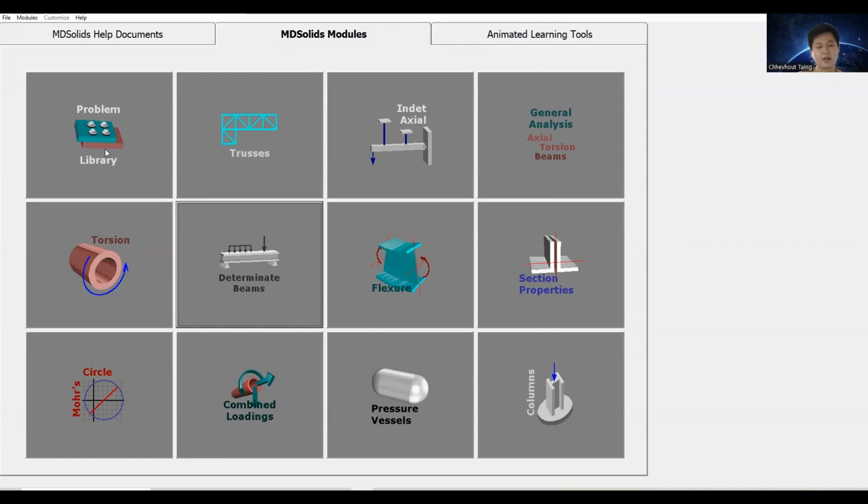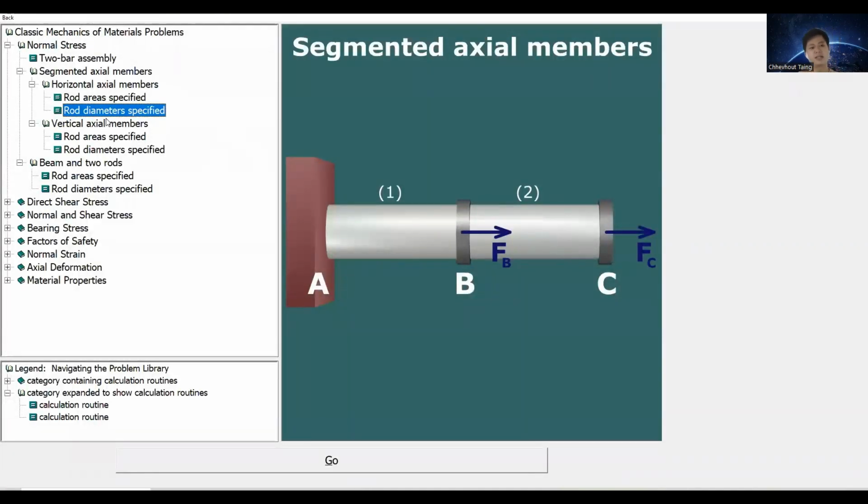But another feature is the problem library. For the problem library, think of it as a collection of problems, where usually those are the problems that students face, those types of exercises that students face when studying strength of materials. And these are the collection of it. It showcases how to solve each problem, and it even allows you to enter specific problems.